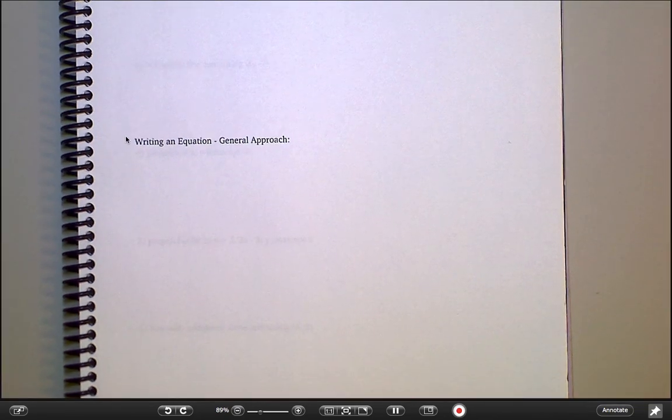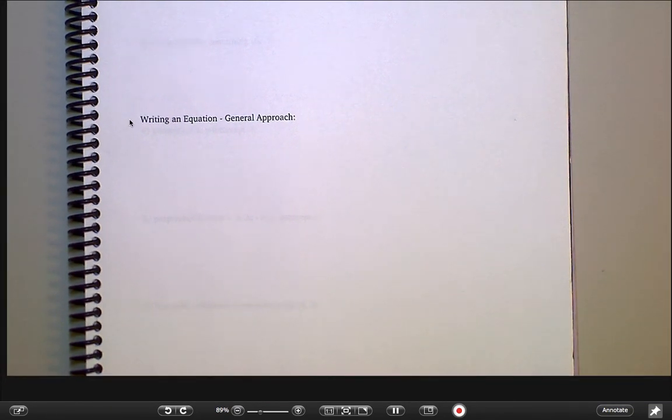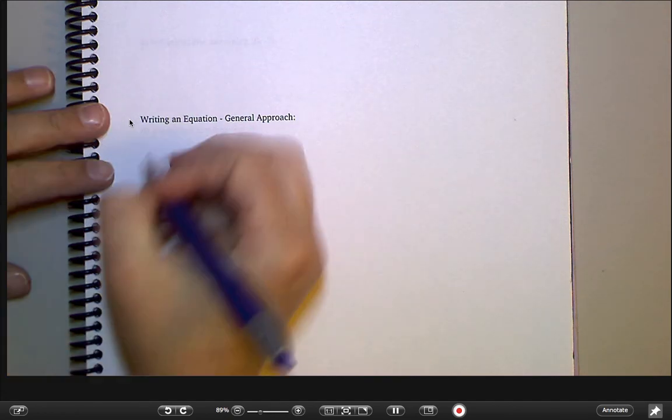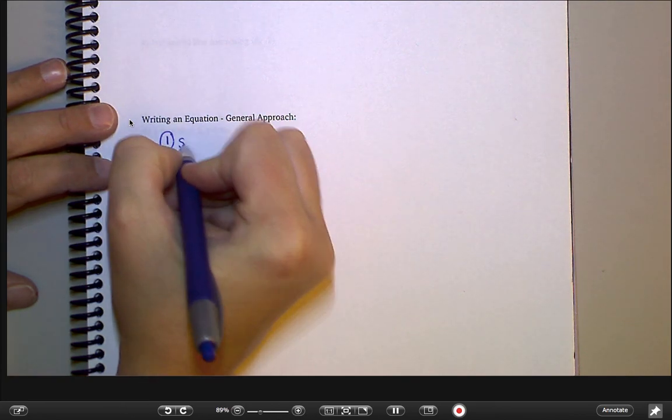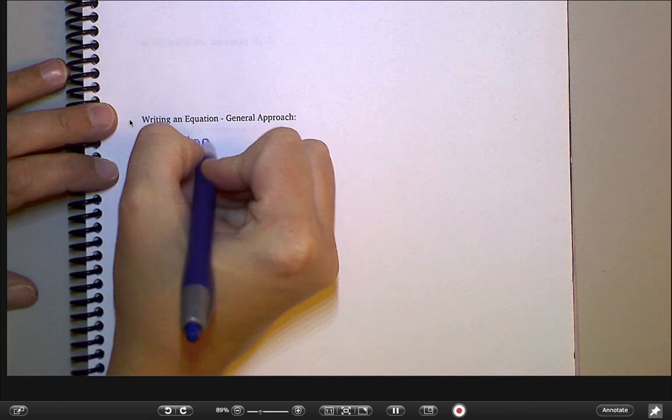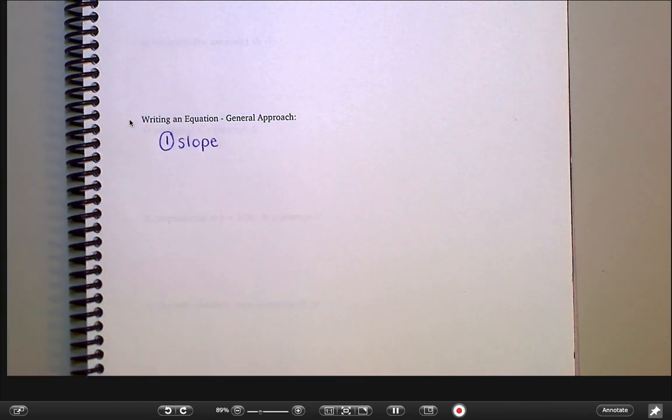But I want to go to this section down here where I just want to talk about a general strategy anytime you're being asked to write the equation for a line. If we want to write it in y equals mx plus b form, we need two things. And probably the most important would be we need the slope. So I just wanted to run down a list of some ways that we could be asked to find the slope.